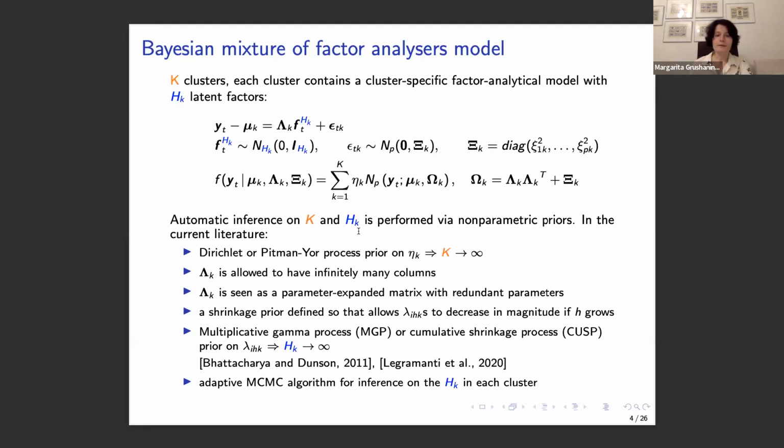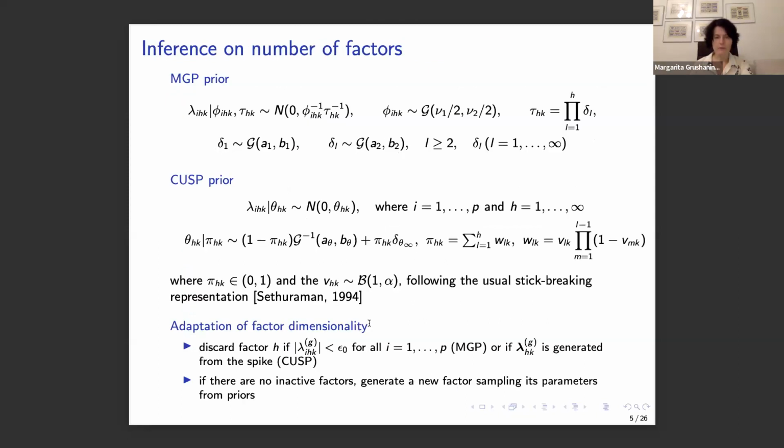In the current literature, some examples of these priors are the multiplicative gamma process prior or the cumulative shrinkage process prior, and usually an adaptive Gibbs sampler is used for the inference on the number of clusters and number of factors.